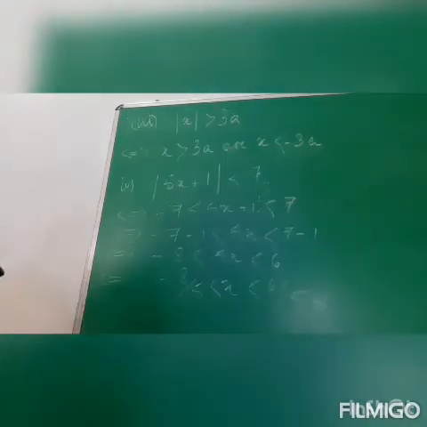Okay. Now the next sum, that is your number 3, mod of x is greater than thrice a. So this one also we can write that mod of x is greater than thrice a or x is less than minus thrice a from the properties itself.